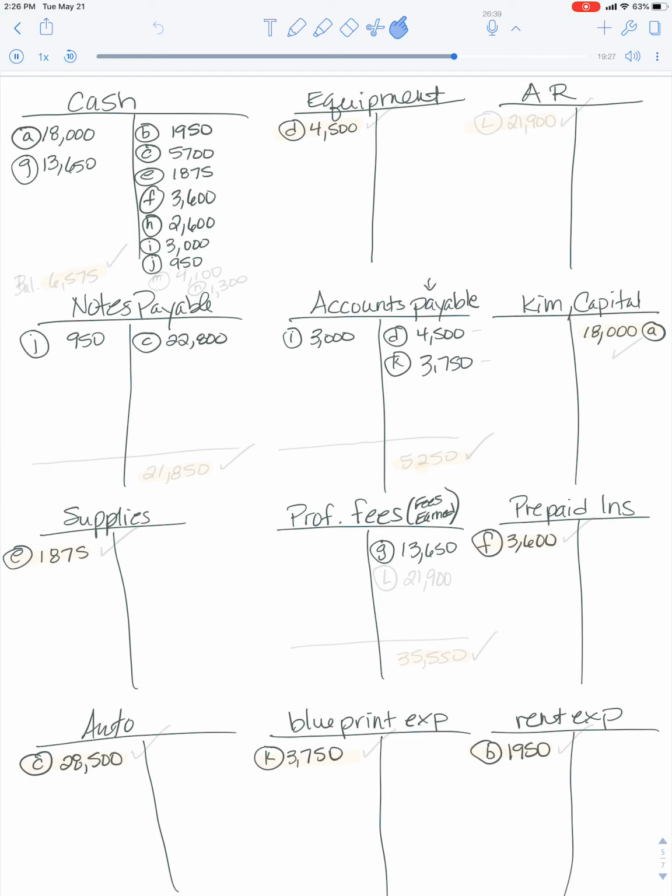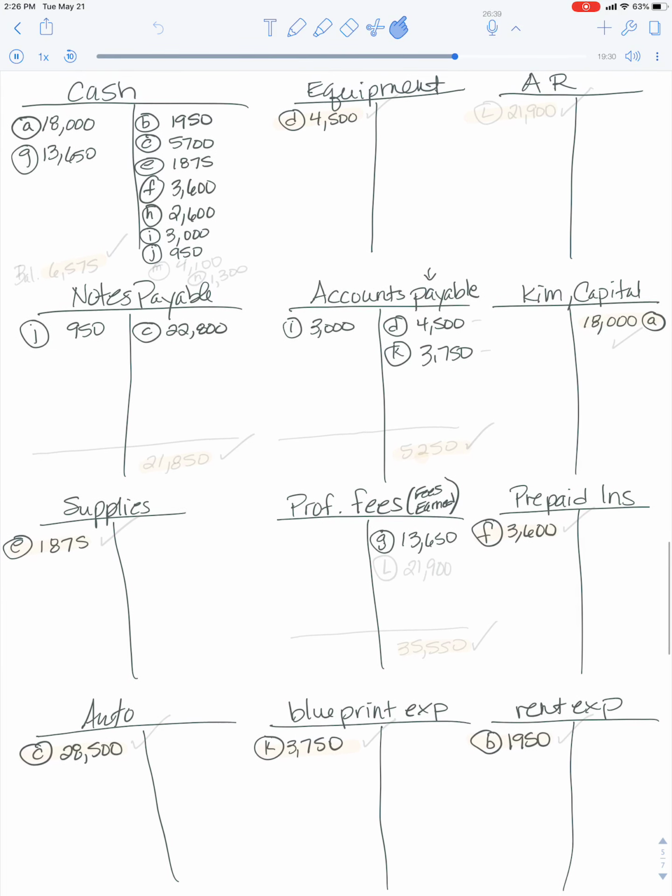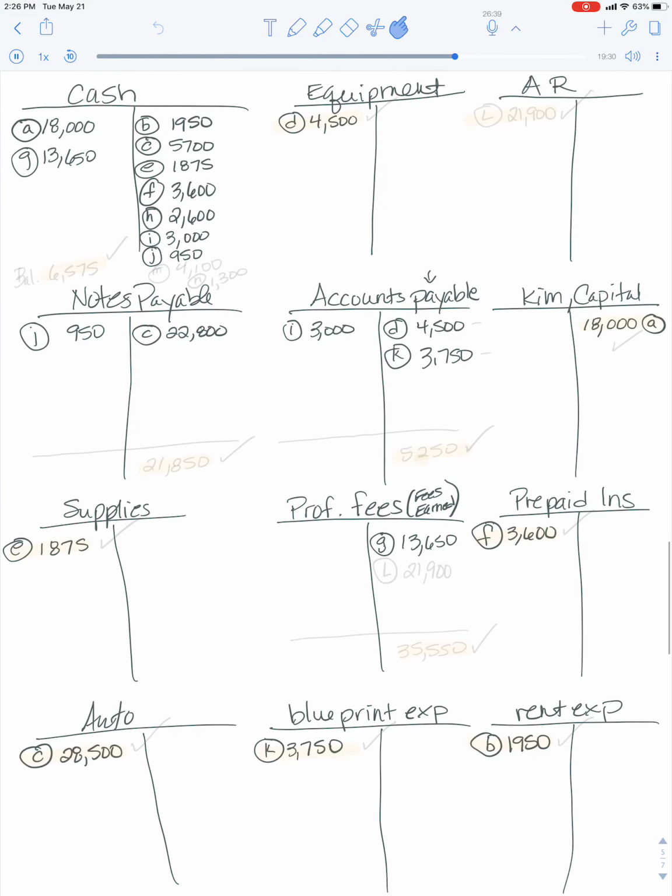$37.50. Right? We recorded fees earned on plans delivered and payment to be received, $21,900. So again, we sent some bills for some services for professional fees. This is L, but we didn't get paid yet.